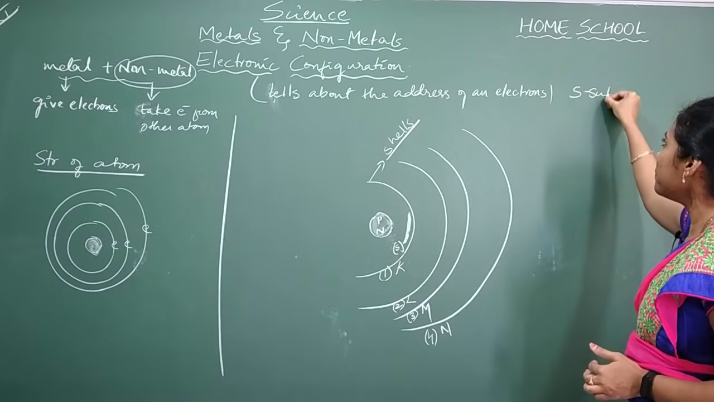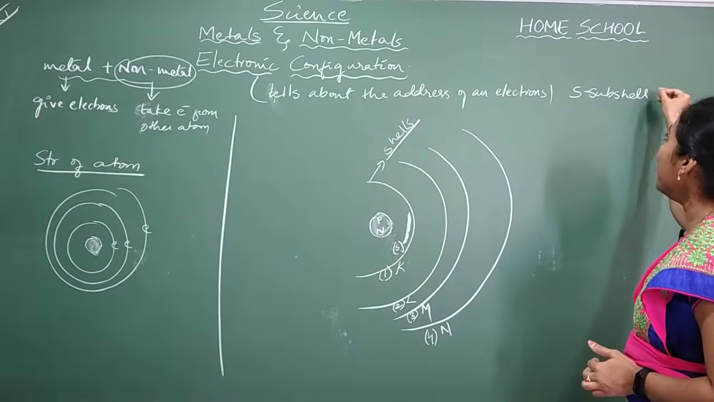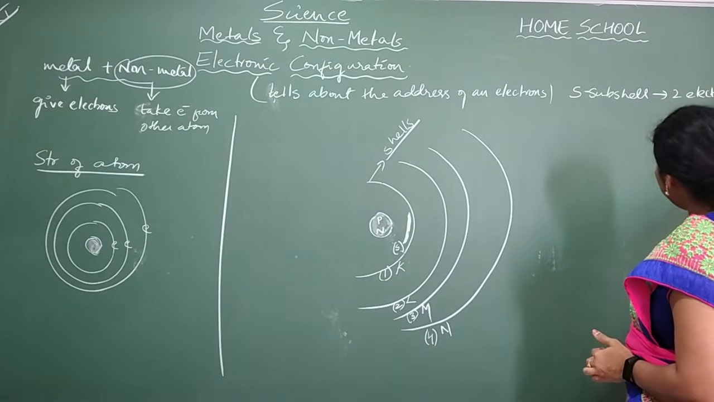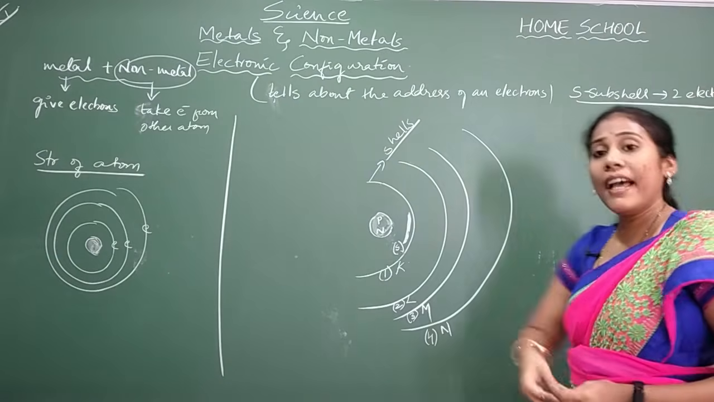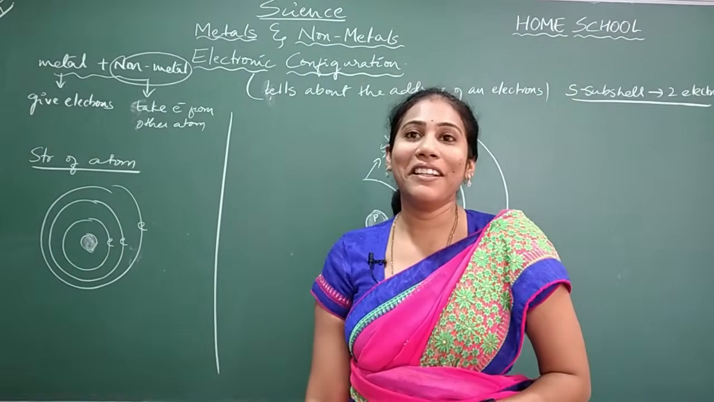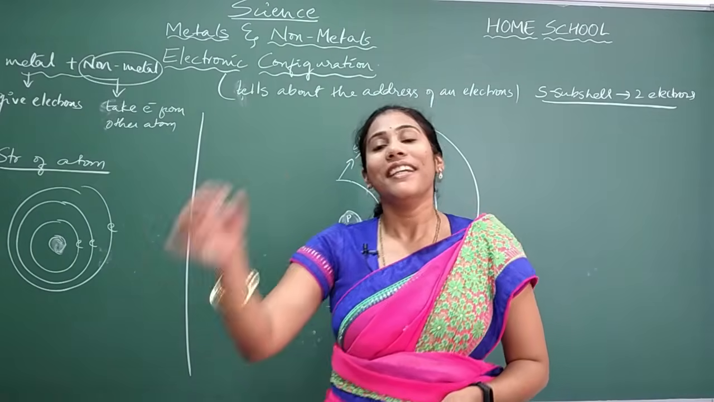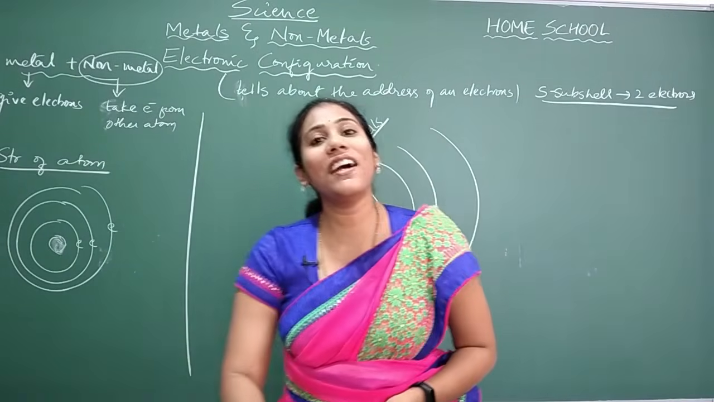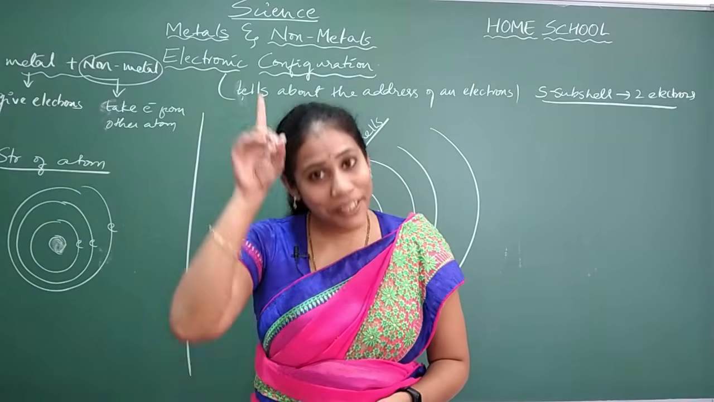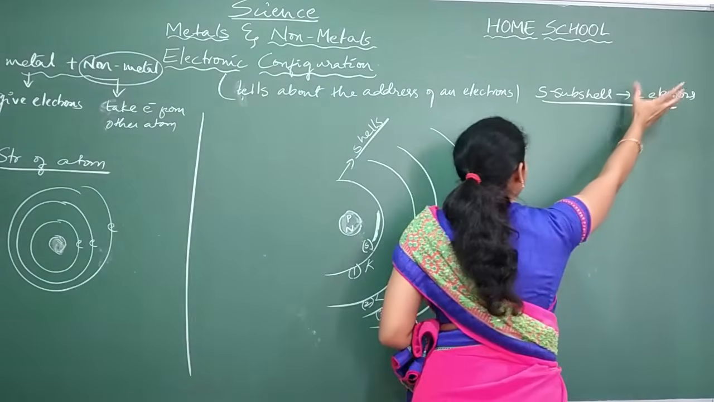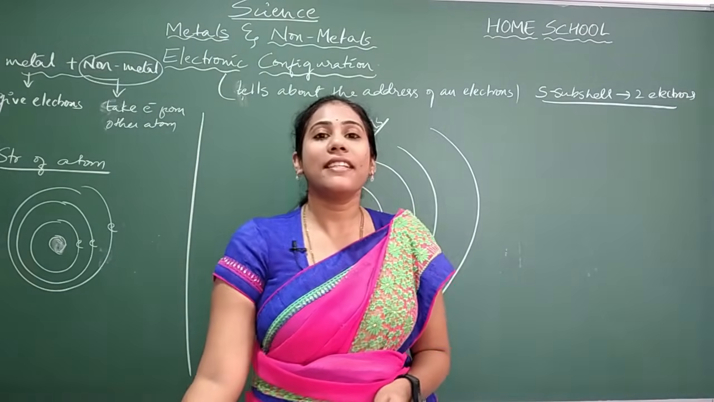Okay, and this S subshell can accommodate only 2 electrons. Okay, this is a very small colony. It can have only 2 people. The first taluk itself is the smallest taluk. In that also you have only one colony. In that one colony there is only one house. In that house how many people can stay? Only 2 people can stay.